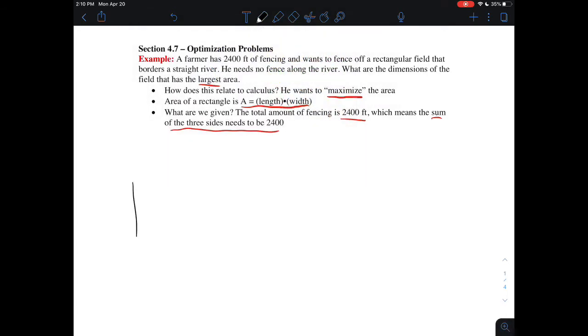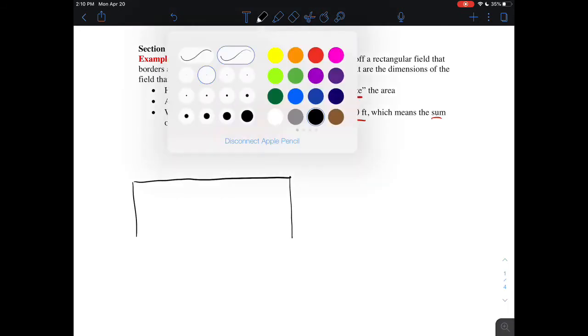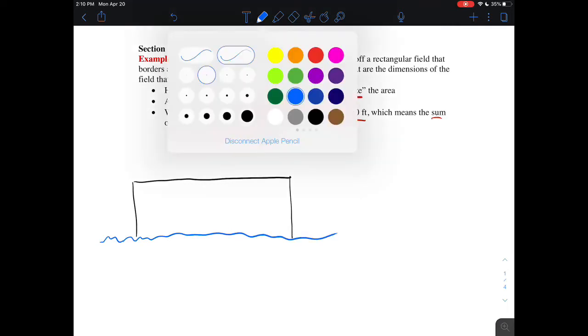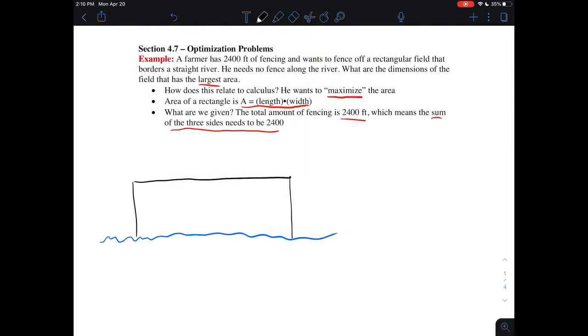If we just draw a picture of a rectangle, for the fourth side, it's just going to be where the river would be. Then maybe label these sides. We can use length and width, so L and W. You could use X and Y. It doesn't really matter, just two different letters that stand for two different dimensions. So if we want, we could use W for width, the smaller side of the rectangle, and L for length.